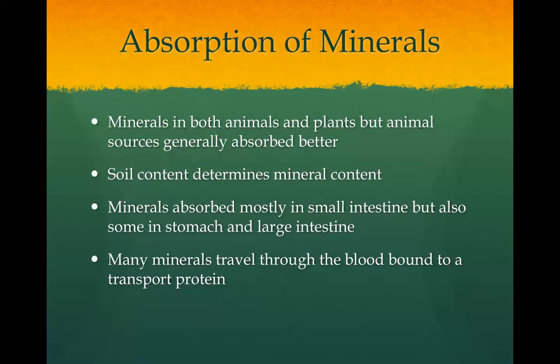Other things, so where are they absorbed? Most minerals are absorbed in the small intestine, but some in the stomach and large intestine. For example, sodium and potassium are absorbed in the large intestine. And most minerals travel through the blood bound to a transport protein. So for example, iron is transported by a protein called transferrin, and calcium usually travels with a protein called albumin.